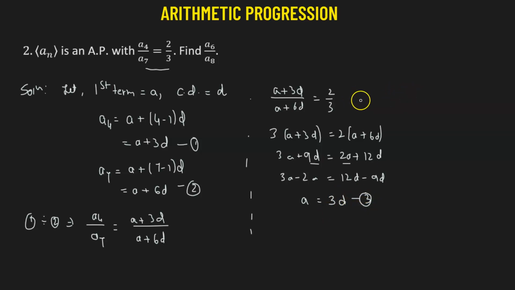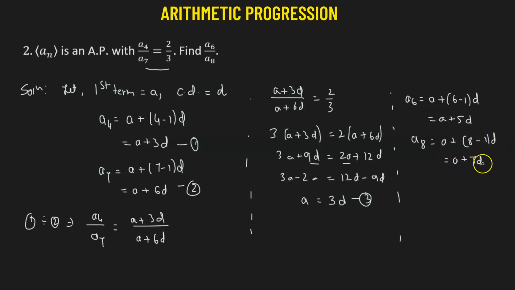Now we have to find out the value of the ratio of a6 to a8. So here a6, which is the 6th term, will be given by a plus 6 minus 1 times d, or simply a plus 5d. And our 8th term will be given by a plus 8 minus 1 times d, or a plus 7d. Hence we can write the ratio a6 to a8 as a plus 5d divided by a plus 7d.